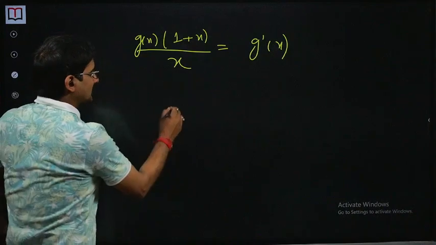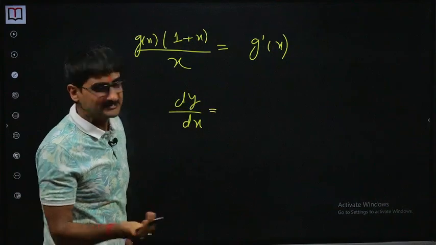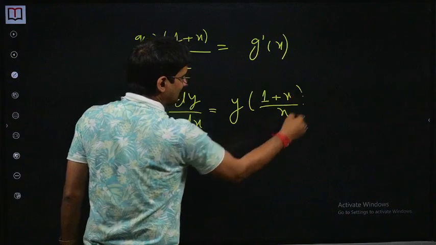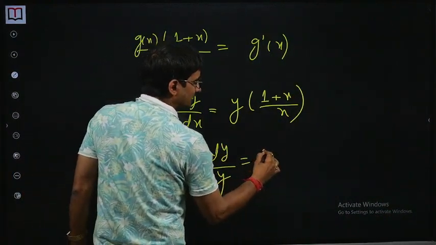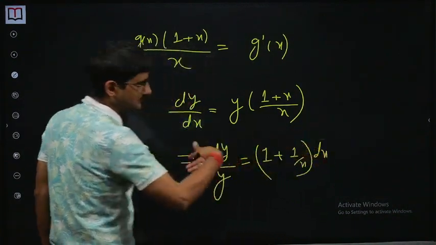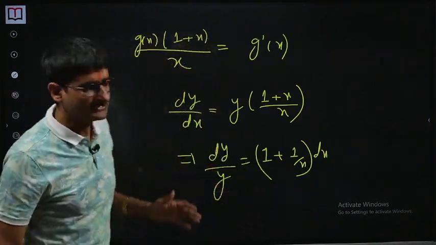So dy by dx, if I replace g of x with y, equals y times (1 plus x) upon x. So it's dy by y is equal to (1 plus 1 by x) dx, and now just integrate both the sides. You have g of x. Once you have the function g of x, you have its derivative.